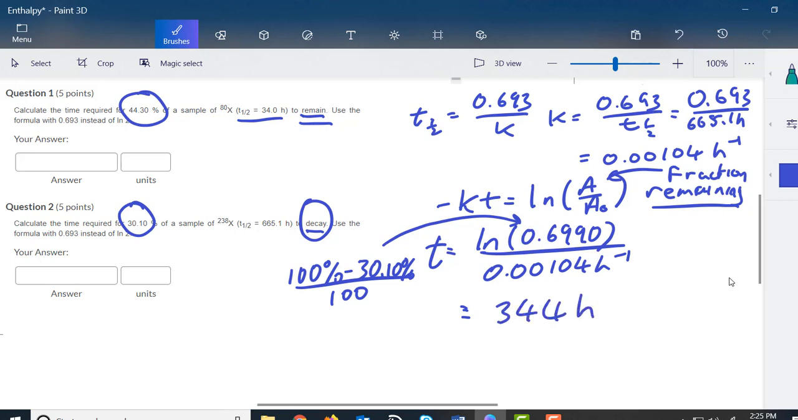So that makes sense that it would take less time than the half-life. That would get it to 50%. We're actually going to try and get it only to about 70%, so it's going to take less time than the half-life, so 344 hours seems pretty reasonable.